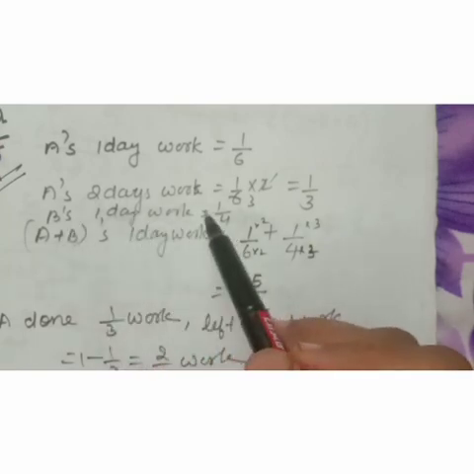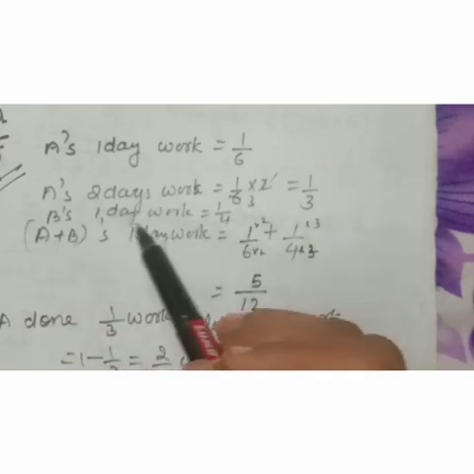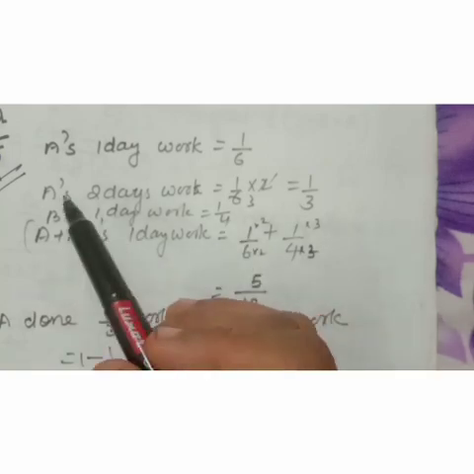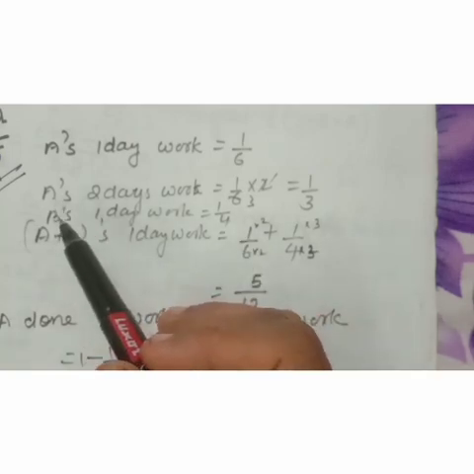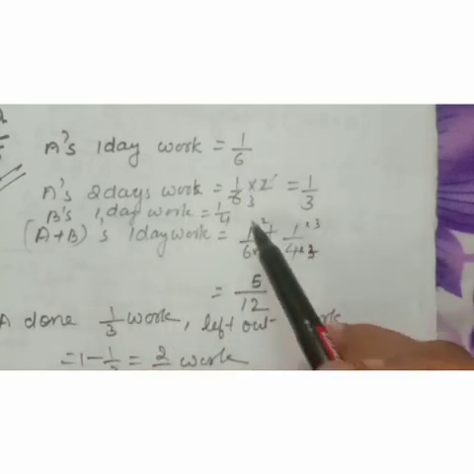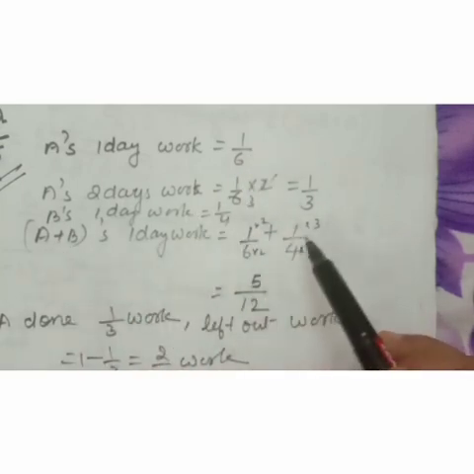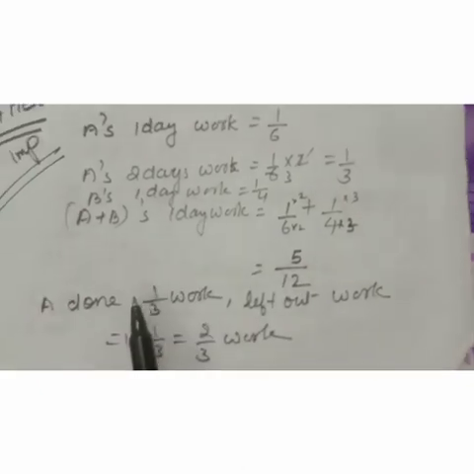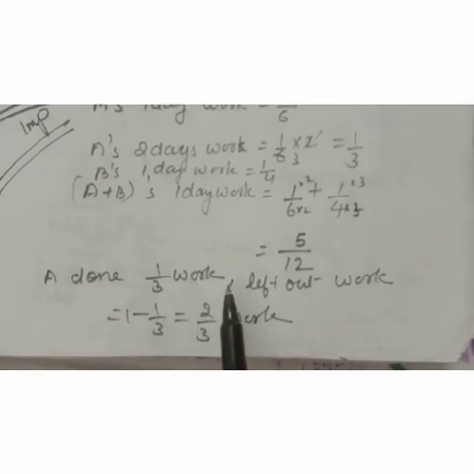After that only B joined with A. So B's 1 day work is 1 by 4. 4 days 1, so 1 day work is 1 by 4. After 2 days, along with A, B also did the work. So A plus B's 1 day work is 1 by 6 plus 1 by 4, 5 by 12. Both together can do 5 by 12 work for 1 day. So A done 1 by 3 work.